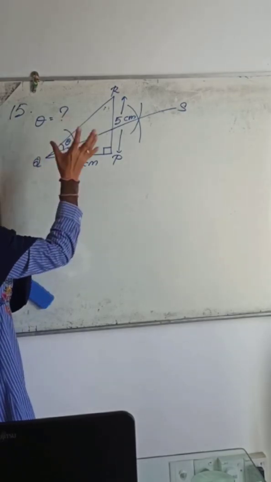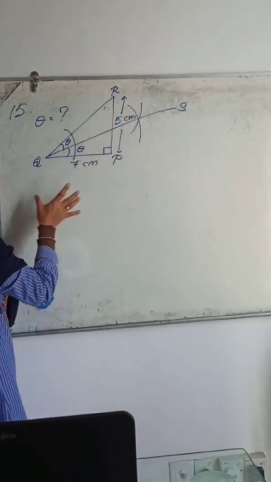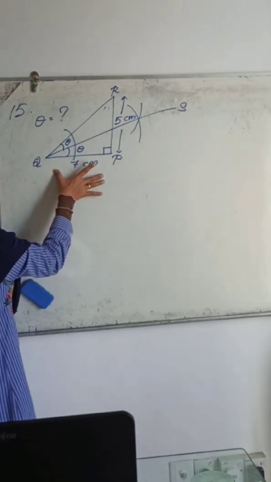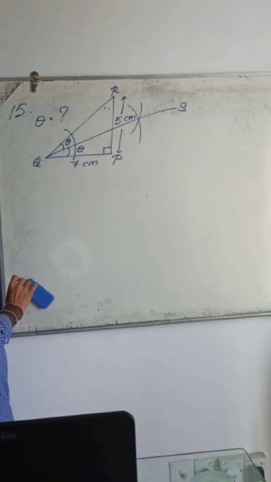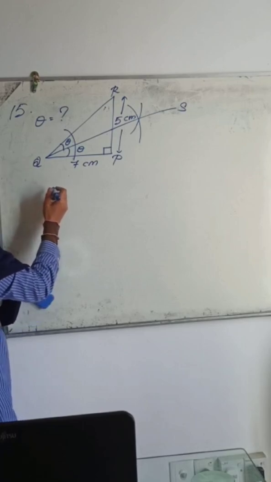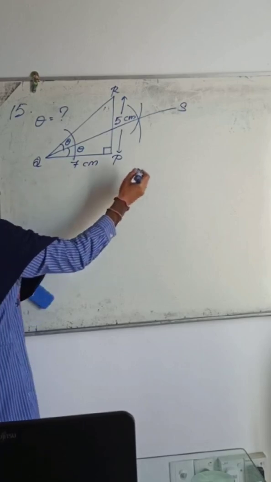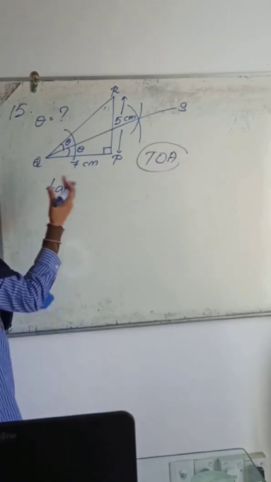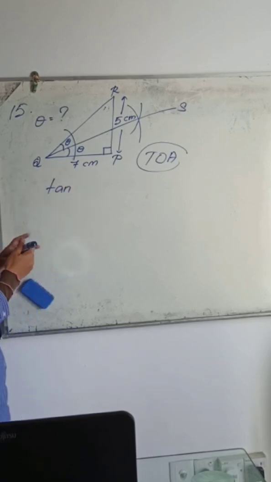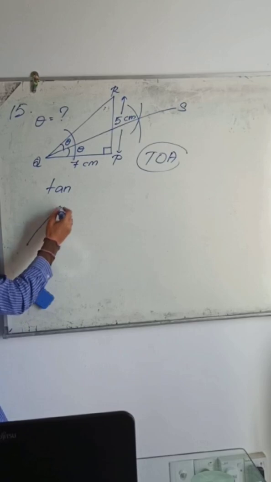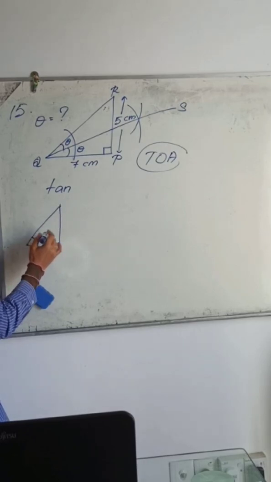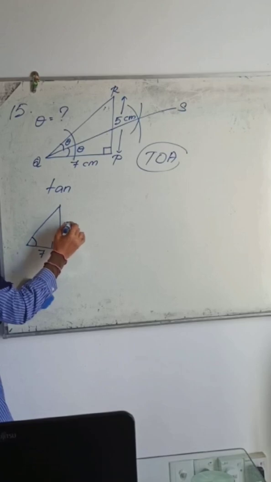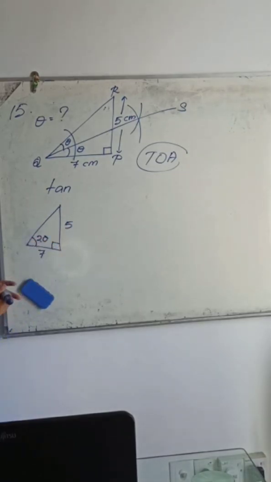To find theta, we can use the lengths given. Adjacent and opposite are already given, so we can use tangent. After tangent, we must put the angle. If we look at this triangle, this one is 7, this one is 5, and this one is 2 theta. Here theta. So the total angle is 2 theta.